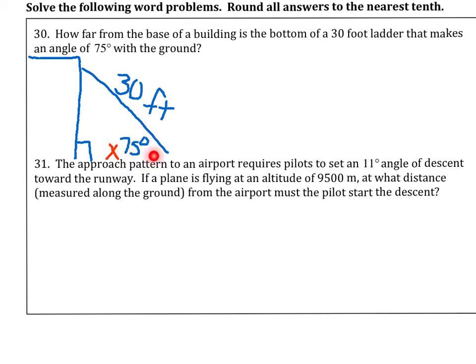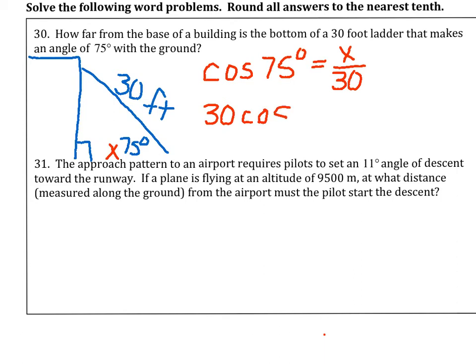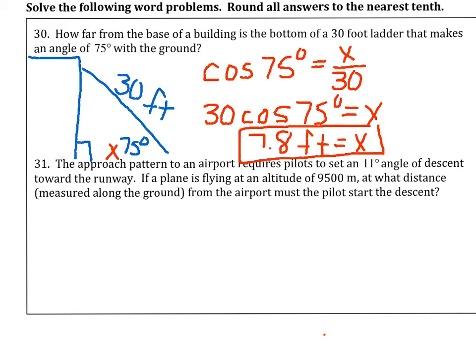Now I'm going to use this as our reference angle, so this would be the adjacent side and this would be the hypotenuse. So I'm going to write cosine of 75 degrees equals x over 30. So in my calculator, I'm doing 30 times cosine of 75 degrees. And I end up getting that 7.8 feet is equal to that adjacent side. So this is a good example of some very basic problems, remember that we call this angle here an angle of elevation.